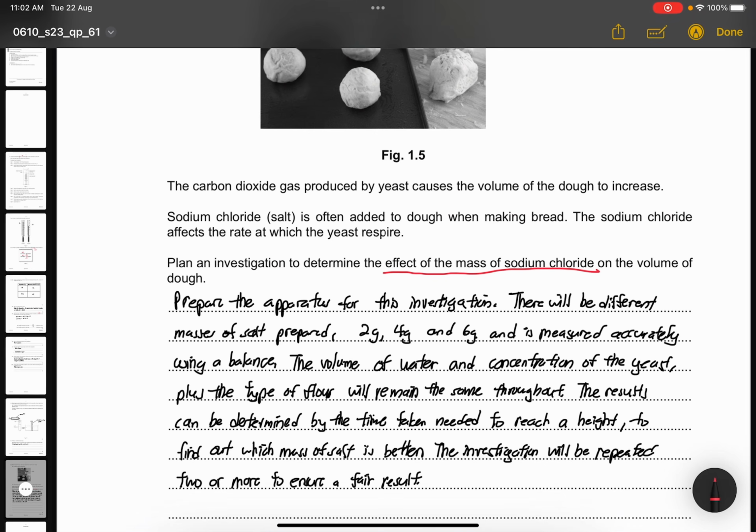The results can be determined by the time taken to reach a certain height for the dough, to find out which mass of salt is better. The investigation will be repeated 2 or more times to ensure a fair result.